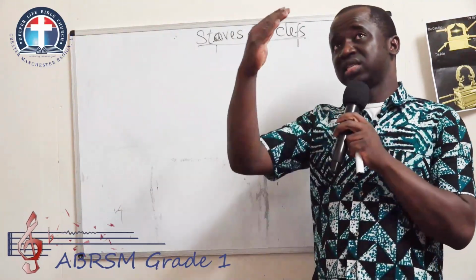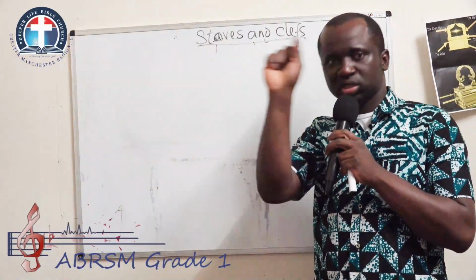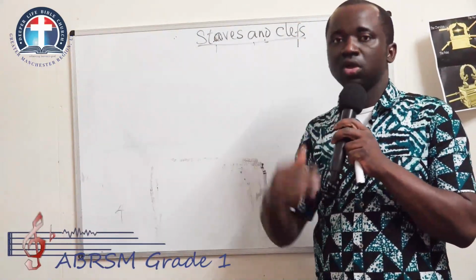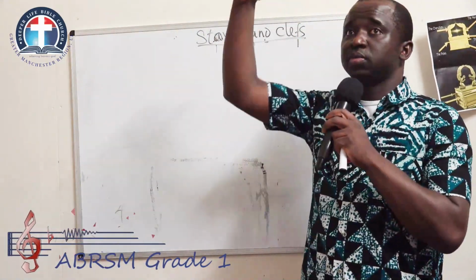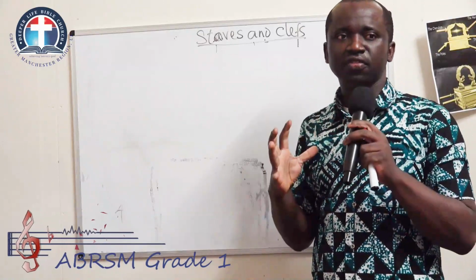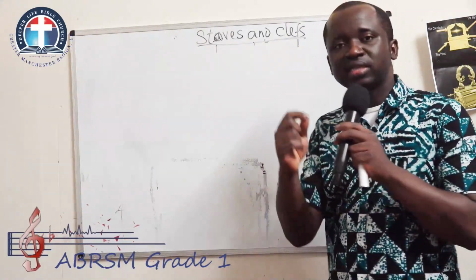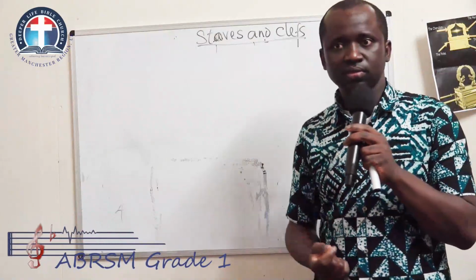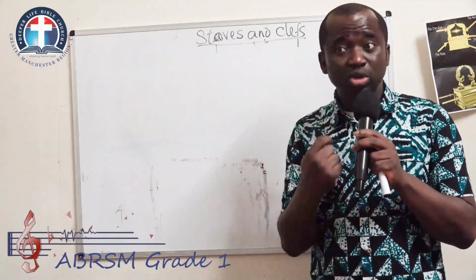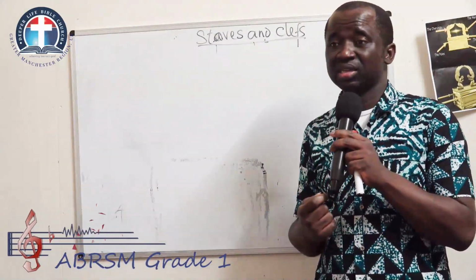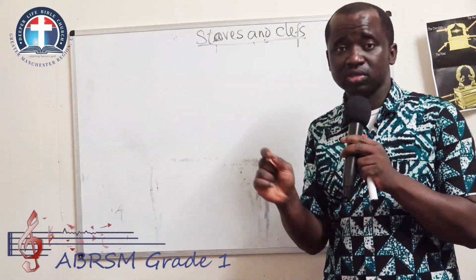But you can extend the stave with ledger lines, just short horizontal lines above or below the stave, to keep it going. But the standard stave is 5 lines, 4 spaces. Now those lines and spaces, they have names. And you have to know that. It's very important. They have letter names.